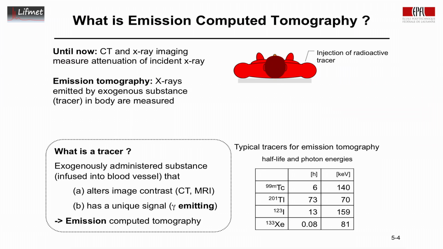We have iodine, 13 hours half-life, 160 kiloelectron volts, and xenon. Which xenon, interestingly, has only 5 minutes of half-life here. It's 1/12 of an hour. So the photon energies, as we can see, range between 70 and, in these examples, 160 kiloelectron volts. So they are pretty much in the range of what we've discussed for computed tomography.